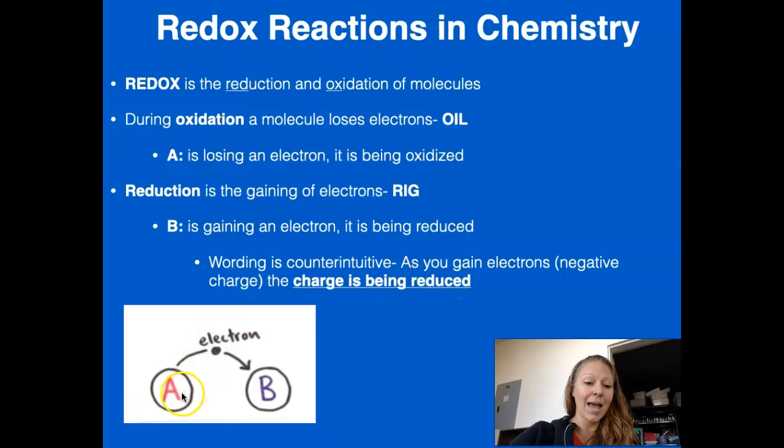So here A is giving the electron over to B. A is losing an electron, so therefore it is being oxidized. Oxidation is loss. B here is gaining an electron, so B is being reduced. It is gaining a negative charge. It is being reduced in charge.